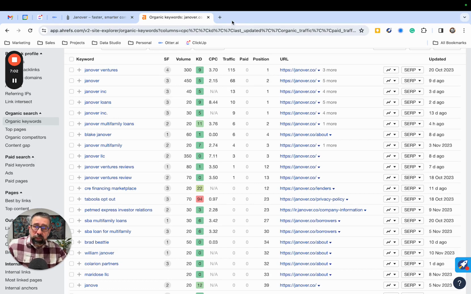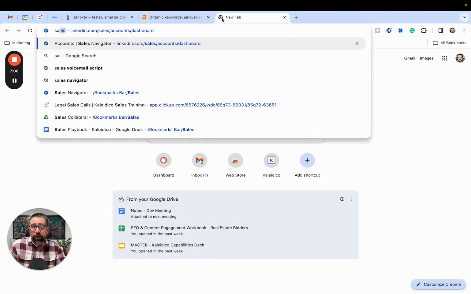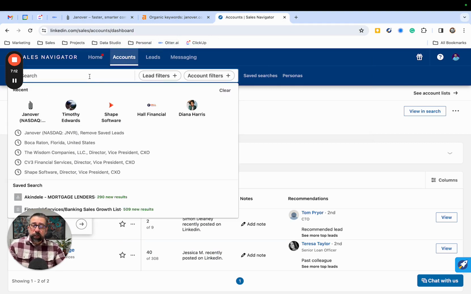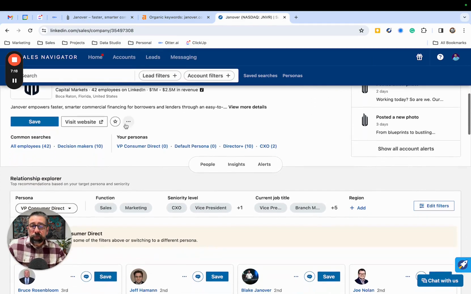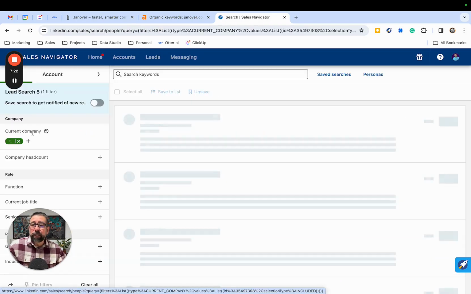Okay, so then the second thing that I'm going to do is evaluate the company, and I always like to start with Sales Navigator here, just to see what this company is about. In this particular case, there's a couple of Janovers, I looked before to find the right one. And we can see, let's take a look at all employees. So I want to see the makeup of the employees.